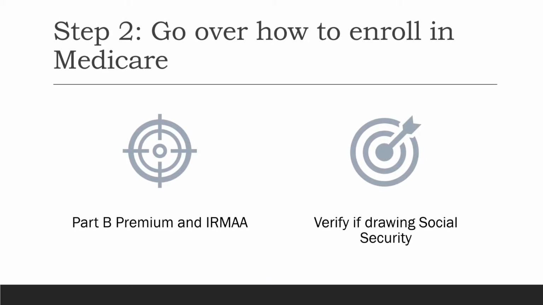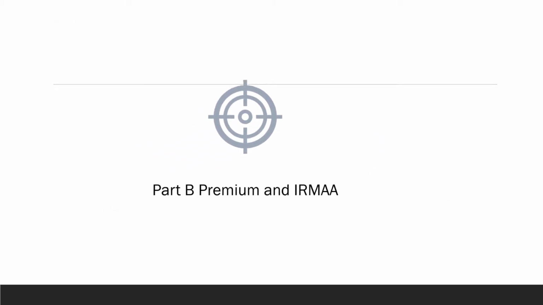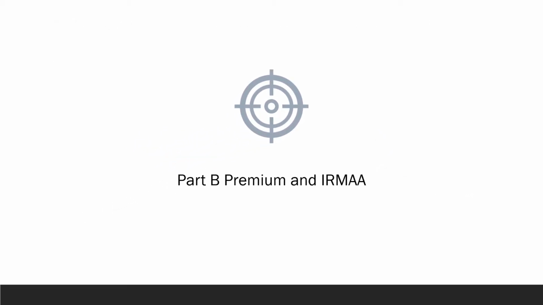Step 2, go over how to enroll in Medicare. If they haven't begun enrolling in Medicare, this is where you can start the educational process. Make sure you remind them about the Part B premium and IRMAA. If they are making more money, you don't have to actually ask them how much they're making. You can go over the chart either by referring them to an email that you want to send them in the future, or an email that they've received from you already.